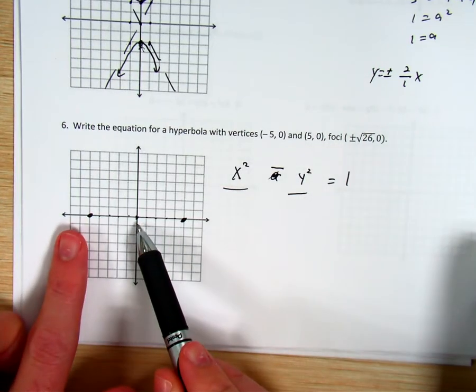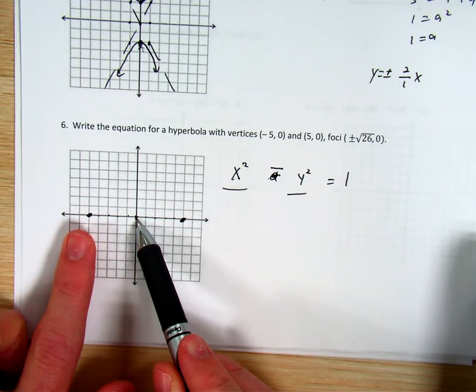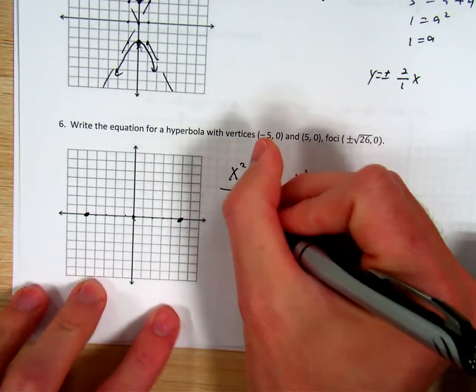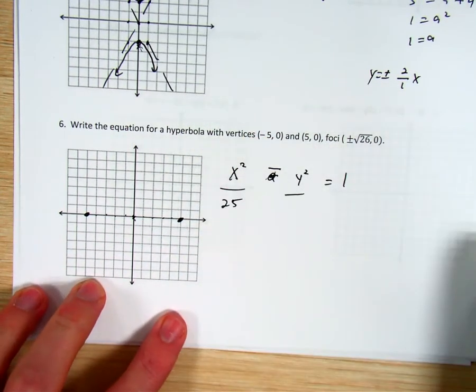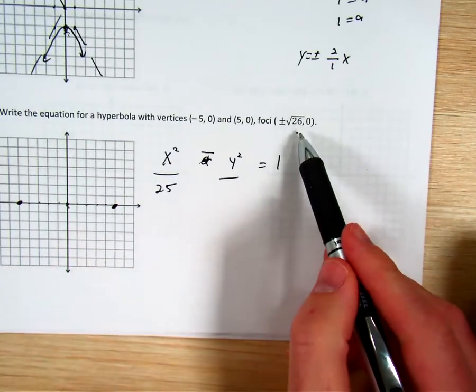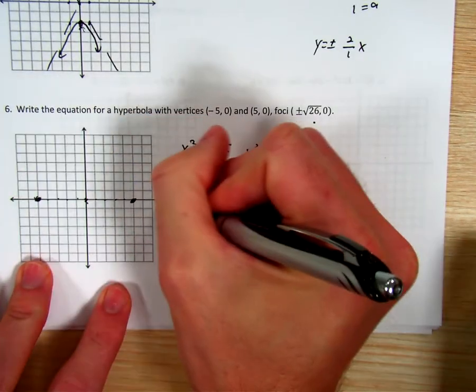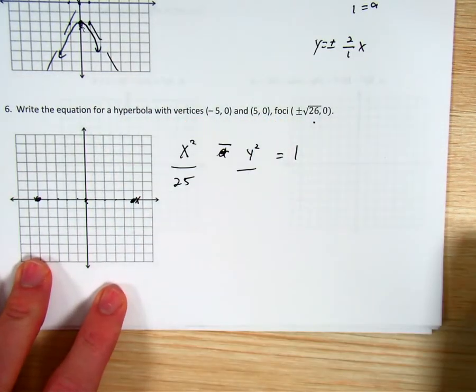What's my A value? My horizontal distance from center to vertex: 5. 5 squared is 25. Okay. It gives me my C value over here. The square root of 25 is 5, so the square root of 26 is just going to be barely beyond it.